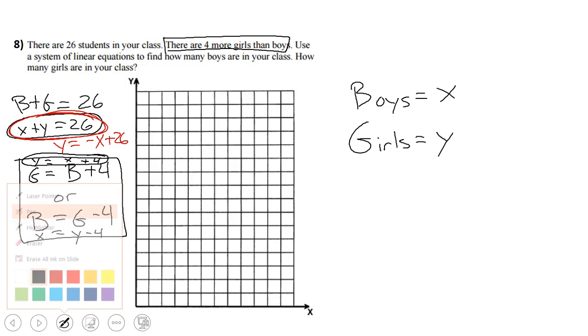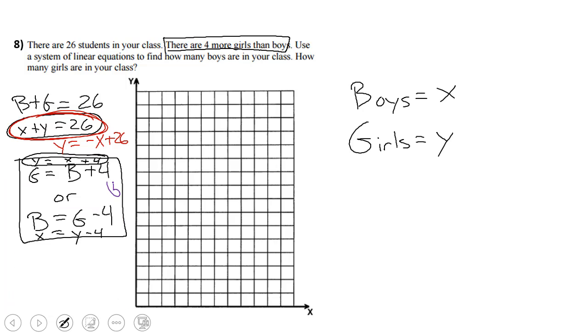So on my graph, let's use purple again. My y is going to be girls. Sorry if it's hard to see, that's why I'm using purple. And my x is going to be boys. And I'm going to go by 2s. So 2, 4, 6, 8, 10, 12, 14, 16, 18, 20, 22, 24, 26, 28, 30.